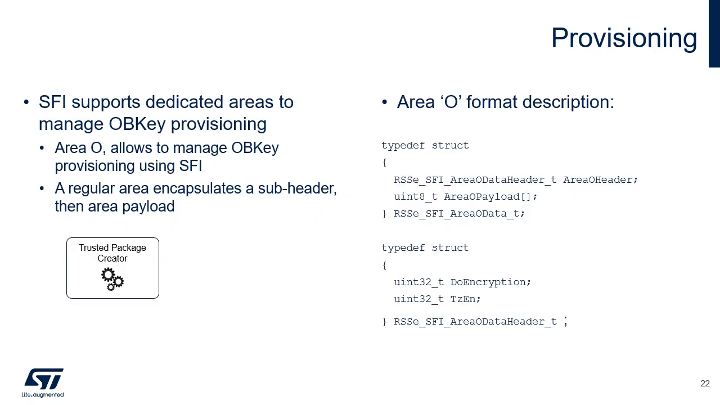The Secure Firmware Installation, or SFI, supports dedicated areas to manage OB key provisioning. Area 0 allows managing OB key provisioning using SFI, based on 2 structures detailed on the right of the slide. A regular area encapsulates a subheader present before the area payload. The STM32 Trusted Package Creator is part of the STM32CubeProgrammer toolset and allows the generation of secure firmware and modules to be used for STM32 secure programming solutions, including SFI.